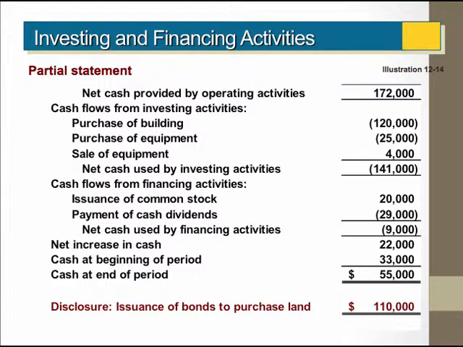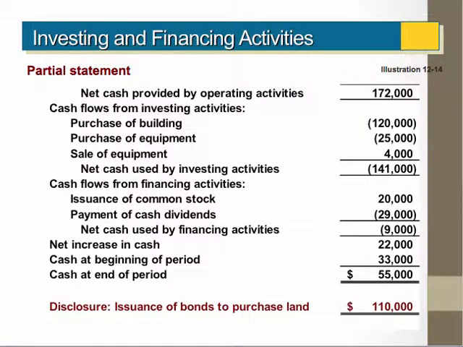Once you've come up with the totals of net cash provided by operating activities, net cash by investing activities, and the net cash used by financing activities, you can add and calculate the net increase in cash. You take the net increase in cash and add it to the beginning cash for the period to get the ending cash. So now you have completed the creation of the statement of cash flows using the indirect method.